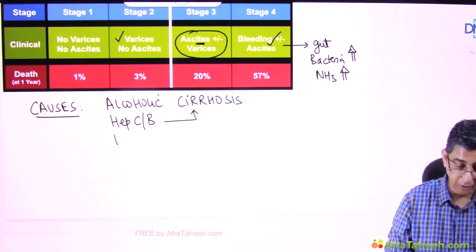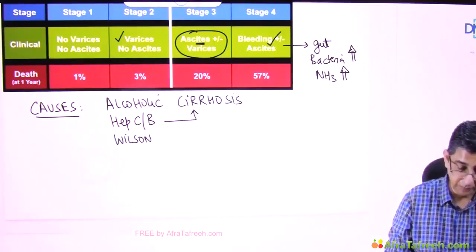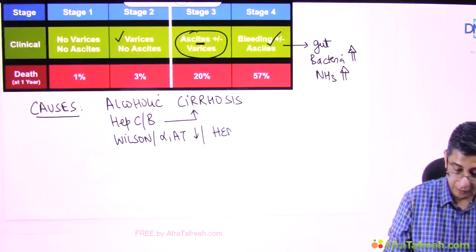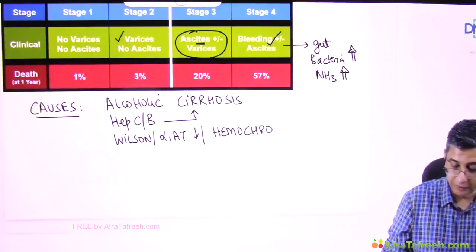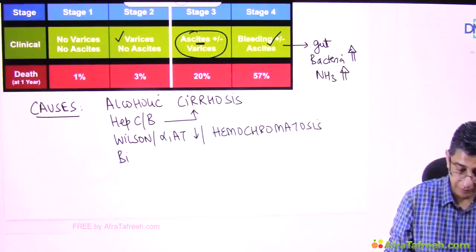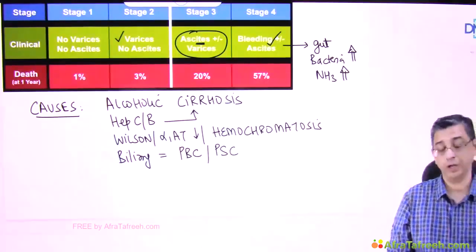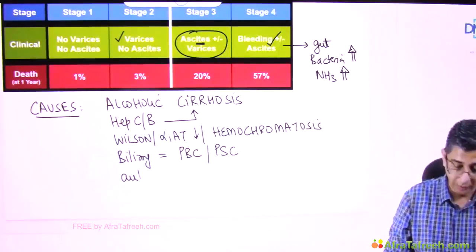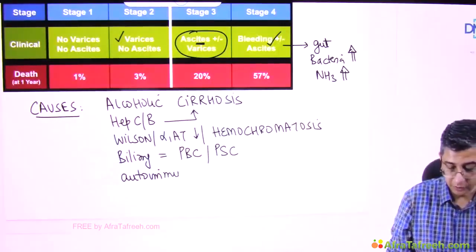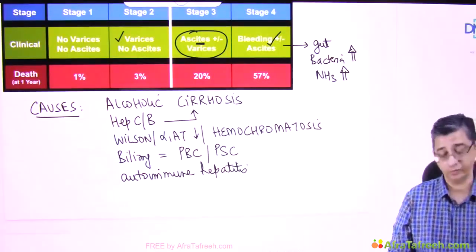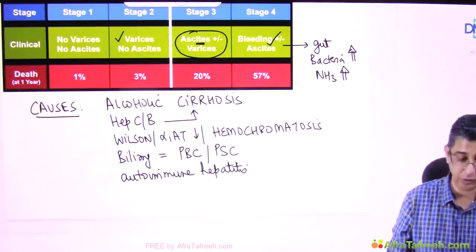Then you need to remember genetic diseases like Wilson, alpha 1 antitrypsin deficiency, hemochromatosis that have the propensity to cause this manifestation. Then there is biliary cirrhosis. In biliary cirrhosis, you need to remember two: primary biliary cirrhosis and primary sclerosing cholangitis, antibody related, and autoimmune hepatitis. There are separate lectures on autoimmune hepatitis, PBC and PSC, so you can go through them for remembering the antibodies, though I'll mention them here also.